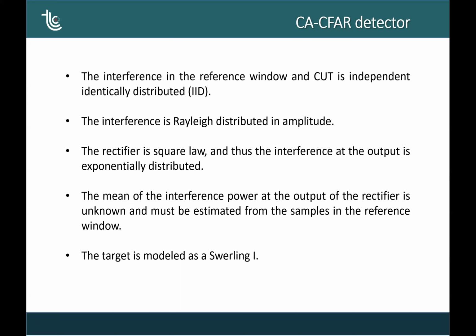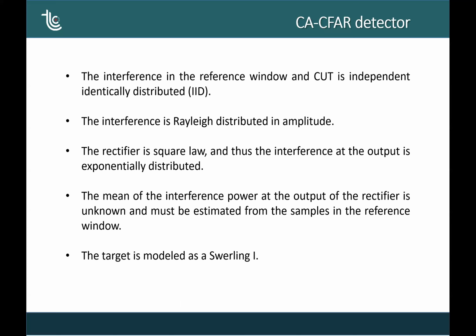in your CFAR window, you can have some part of the coast, for instance, if you are close to the coast of the sea. Then the disturbance is not identically distributed anymore in all the reference window. Then also we suppose that there are no spurious targets.